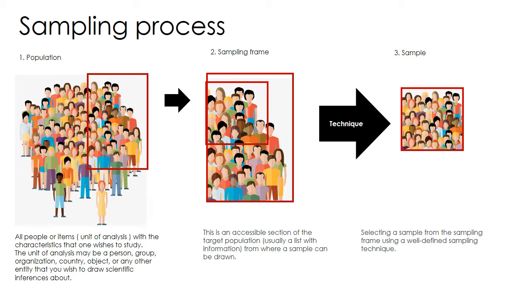So what is actually the sampling process that one has to follow in research? Firstly, when you're selecting your samples, you need to identify your population. So from the population, you identify a sampling frame. Sampling frame is actually the accessible section of your target population. It is usually the list of people that you have access to. And from the sampling frame, you need to identify your sample. And in order to identify your sample, there are multiple techniques to get to the sample. That is what we are going to look into in the next slides.